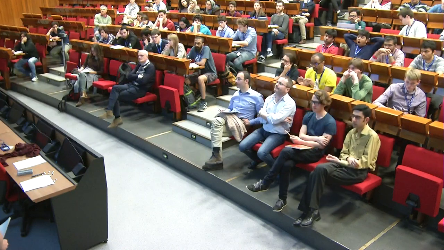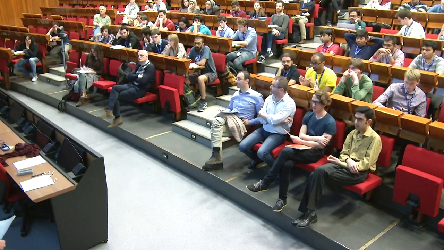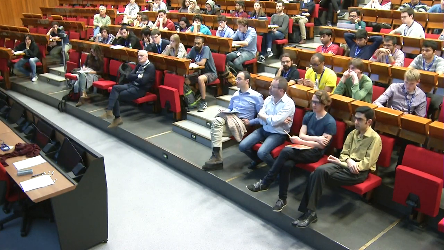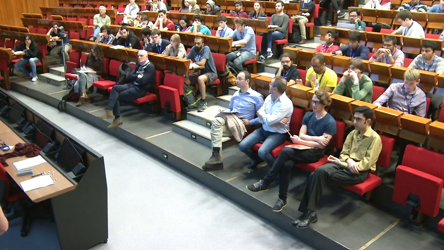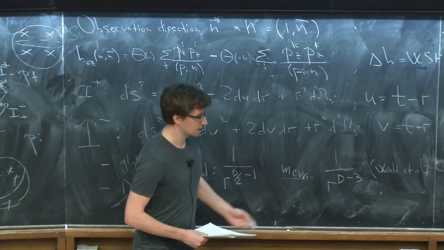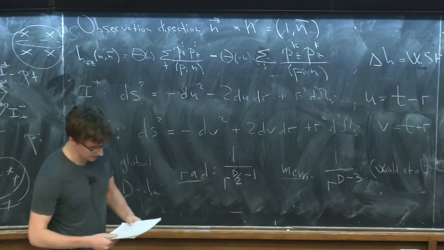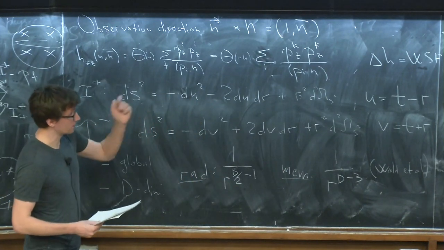So making sense of this story in high dimensions, namely how you connect to asymptotic symmetries, et cetera, is an open problem. It's not done. But it should be all the same things, because the soft theorem exists.